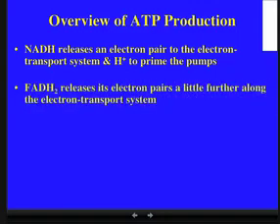FADH2 then releases its electron pairs a little further along the electron transport system. The difference between FADH2 and NADH is that NADH produces enough energy by its oxidation in the electron transport chain to generate 3 ATP per each NADH oxidized, whereas FADH2 produces a grand total of 2 ATP for each molecule of FAD oxidized. So the electrons that are present here actually have more chemical potential energy than the electrons that are released from this particular carrier.